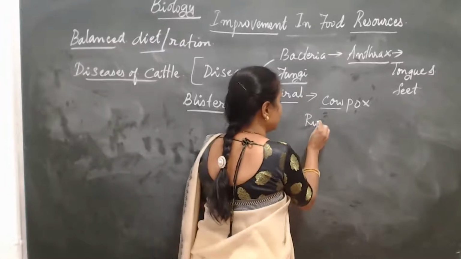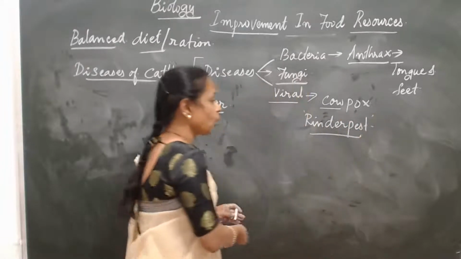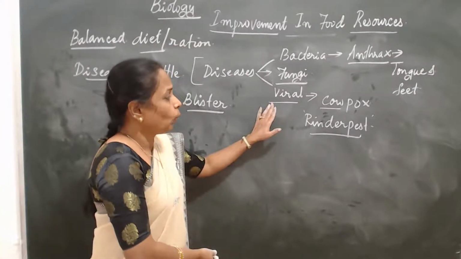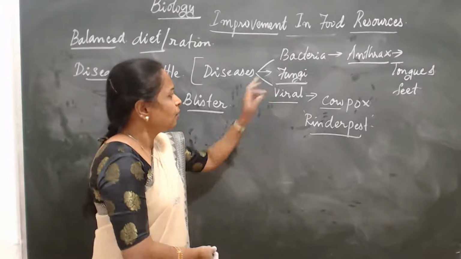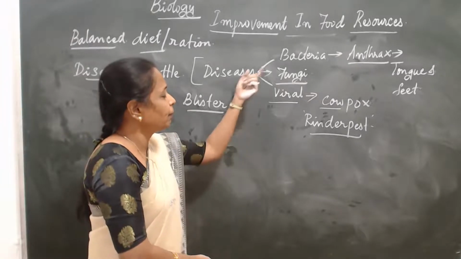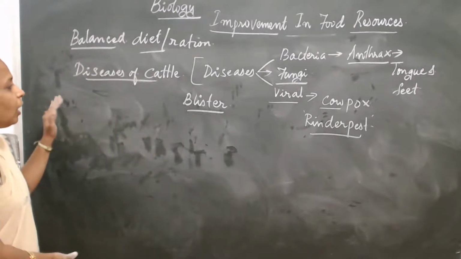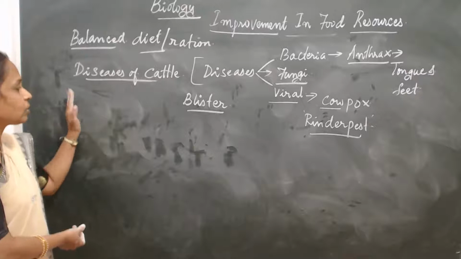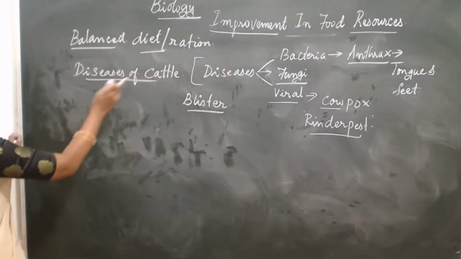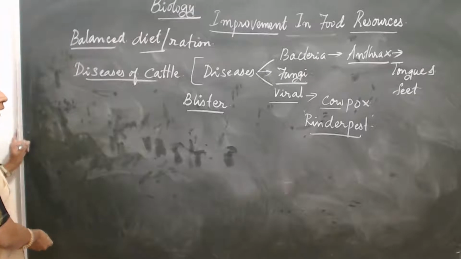So cowpox and rinderpest. Rinderpest is not mentioned, but it is the most common one seen in cattle. So this will be the extra information you are going to note down. So the viral infections are cowpox and rinderpest. Fungal infections are seen in skin diseases or skin problems in people, and for bacterial infection, the example is anthrax. So we came to the conclusion that just as human beings have problems with disease, the cattle also have problems with disease. And the various groups of organisms which cause disease are bacteria, fungi, and viruses.